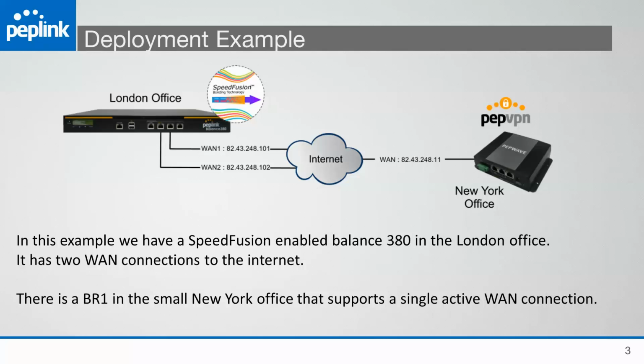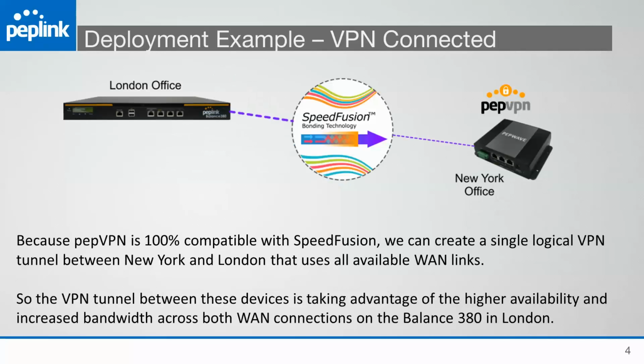In our small New York office, we have a Pepwave BR1 with a single active WAN connection to the internet. By the way, the BR1 is also providing failover to 3G and 4G at this location too. Because PepVPN is 100% compatible with SpeedFusion, we can create a single logical VPN tunnel between New York and London that uses all available WAN links. So the VPN tunnel between these devices is taking advantage of the higher availability and increased bandwidth across both WAN connections on the Balance 380 in London. Let's take a look at how we set this up.